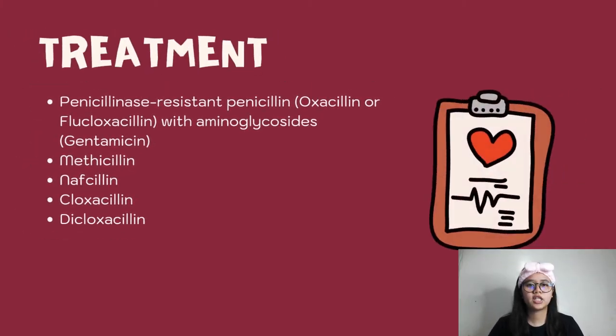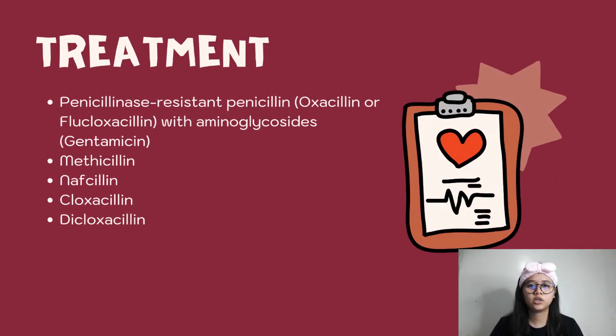For the treatment of Staphylococcus aureus, it is treated with penicillin. However, resistance to penicillin has developed through time because of improper intake of antibiotics. Now we use penicillinase-resistant penicillins like oxacillin and flucloxacillin with aminoglycoside. Other antibiotics can also be used like methicillin, nafcillin, and dicloxacillin.